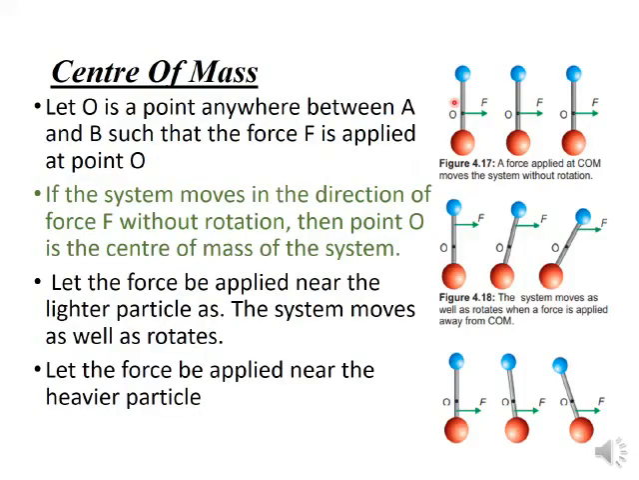Now consider this system, and we consider three cases in a system. In the first case, let point O be a point anywhere between A and B such that the force F is applied at point O. If the system moves in the direction of the applied force without any rotation, then point O is the center of mass of the system.